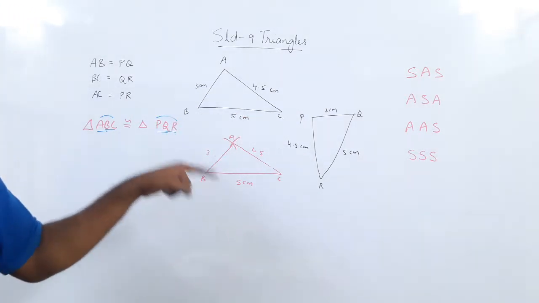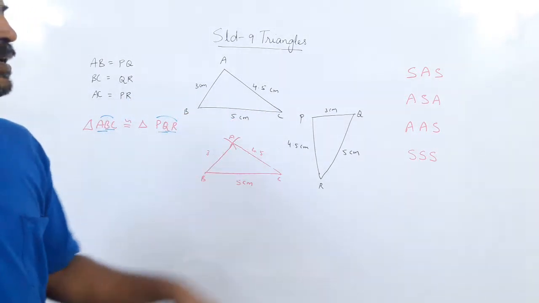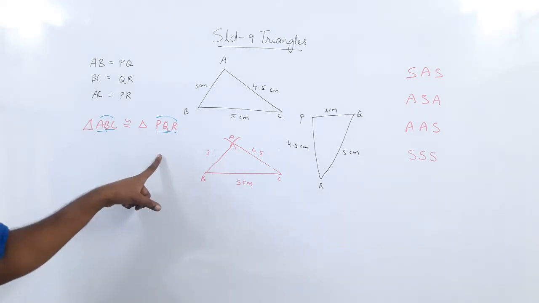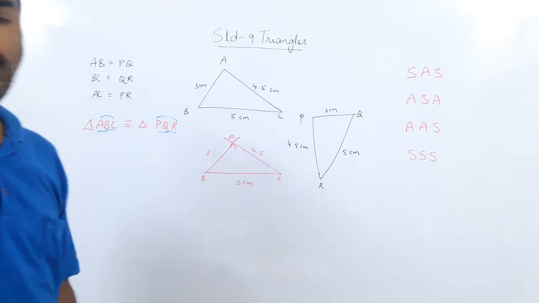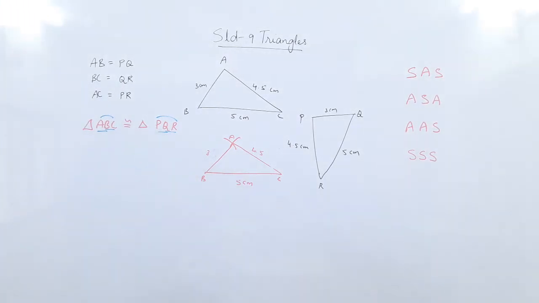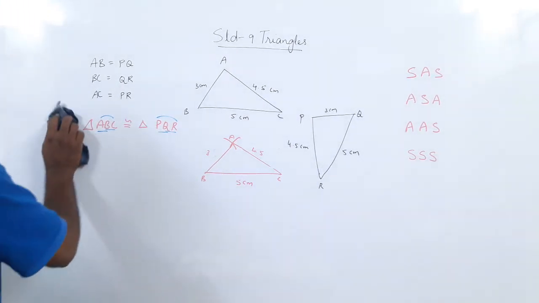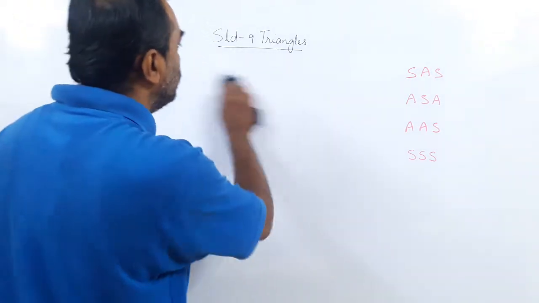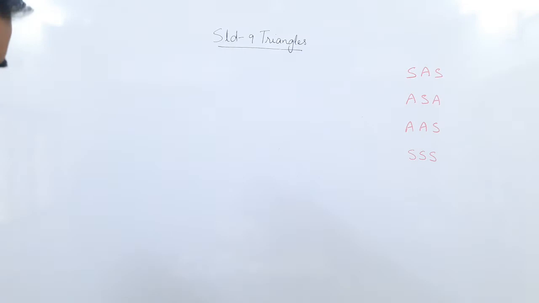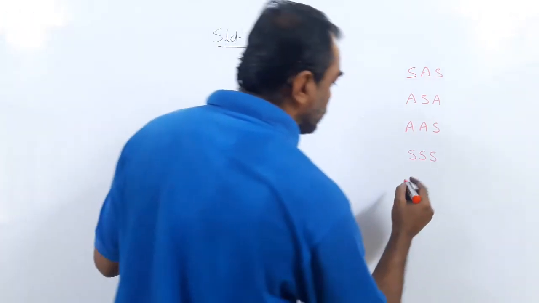If in two triangles the corresponding sides are equal, then the triangles are congruent. And you know, if the triangles are congruent, then automatically the angles will also be equal. So this is the fourth part we did today, the SSS. And now there is one more we need to do called the RHS.